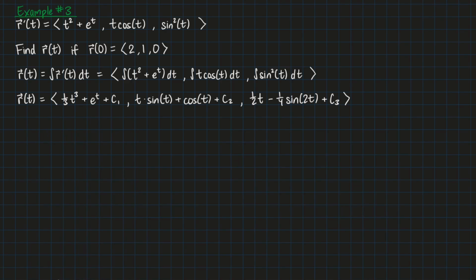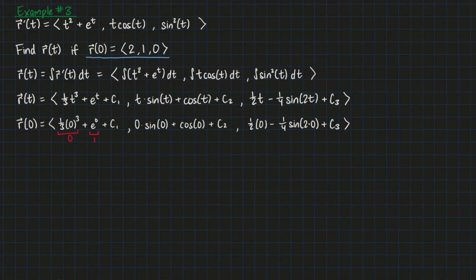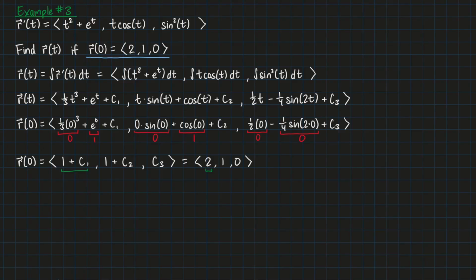So now we have r of t with constant c1, c2, and c3, and this is the part when we can apply the initial condition. So we have r of 0, so we'll plug in a 0 for t, and then we can set this equal to 2, 1, 0, and now we can solve for c1, c2, and c3. And we do this by setting the components equal to each other. So for the x component, we have 1 plus c1, and we set that equal to 2. And then we set 1 plus c2 equal to 1. And then c3 just equals 0.